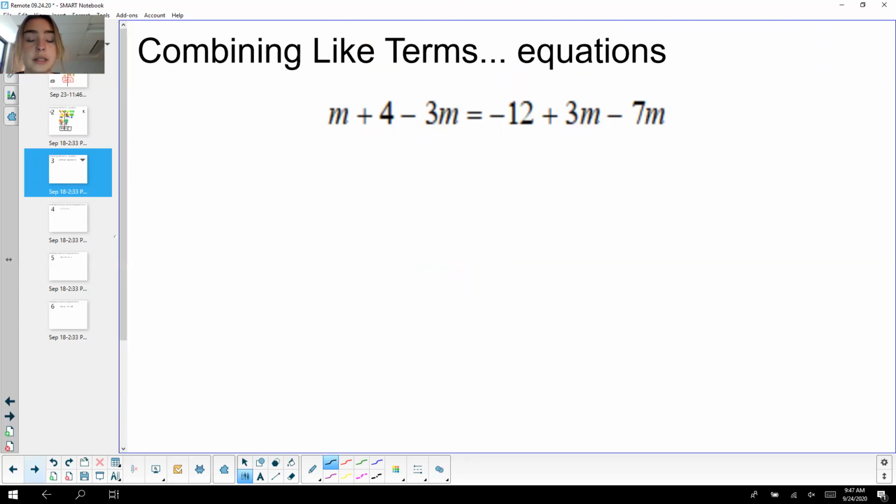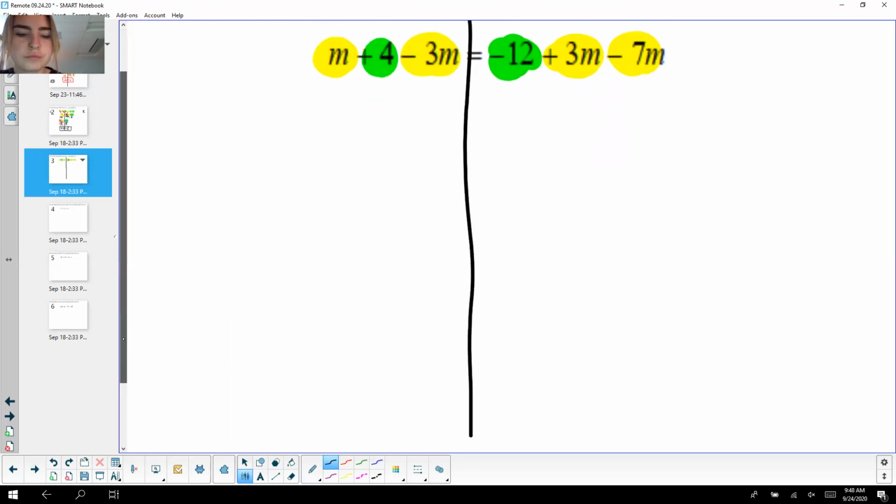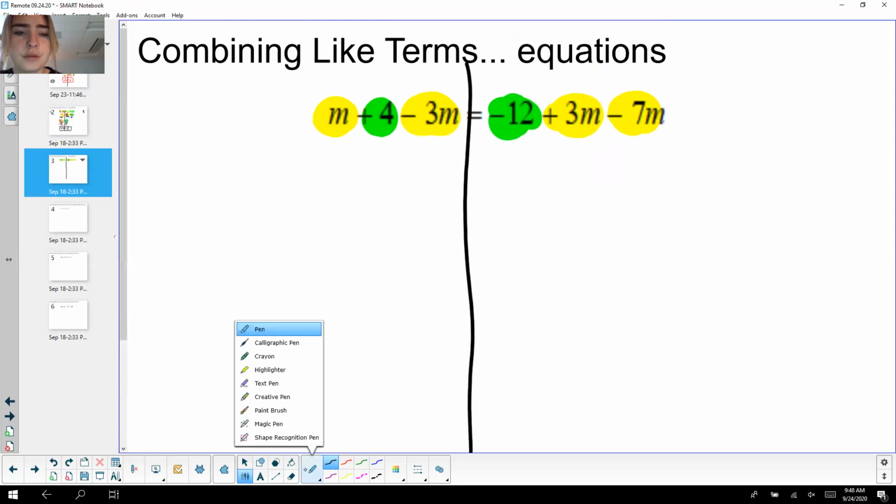So this is our last combining like terms problem for today. I'm going to go ahead and highlight my variable terms in yellow. So we've got m, negative 3m, 3m, and negative 7m. So again, this is why the highlighting is helpful, because we've got a lot of terms we're working with.